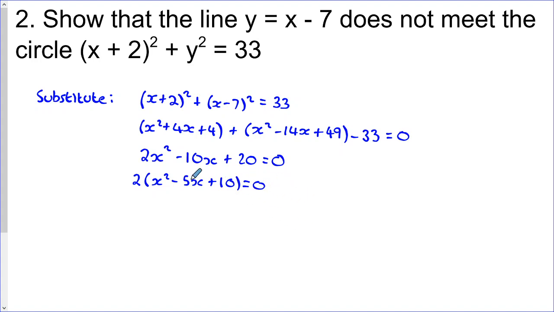Now, I don't want to go ahead and try and solve this, because these do not meet. There should be no solution, so I should fail to solve it if I tried. But rather than solving, I want to use the discriminant now to show that these have no solutions. If this has no solution, then the simultaneous equation has no solution, so there is no intersection between the two lines. So b squared minus 4ac is our discriminant.